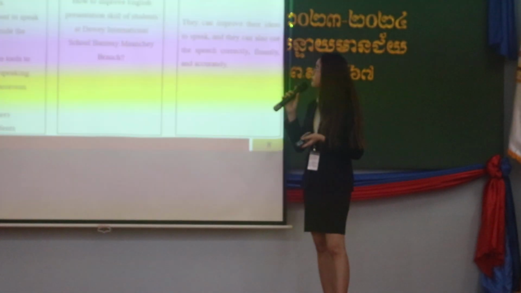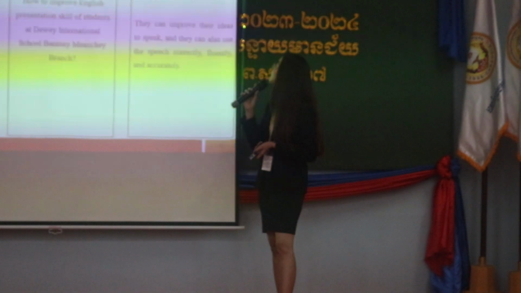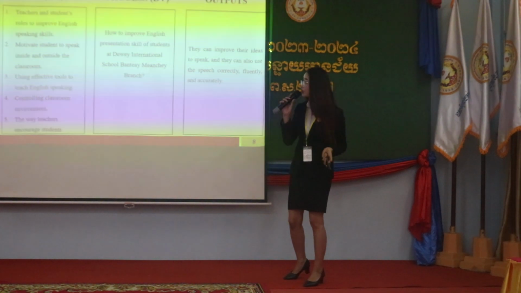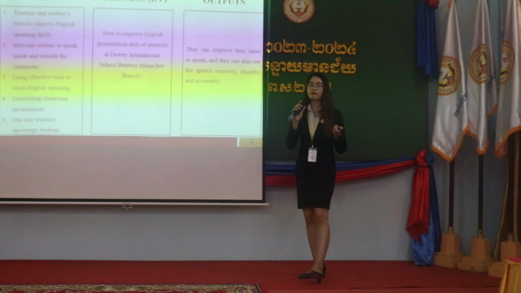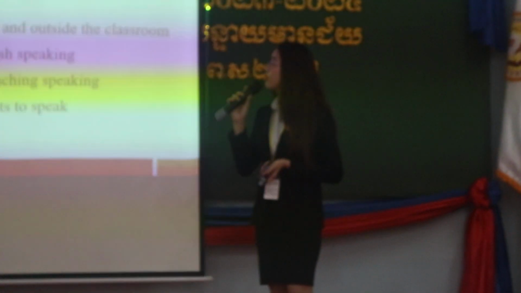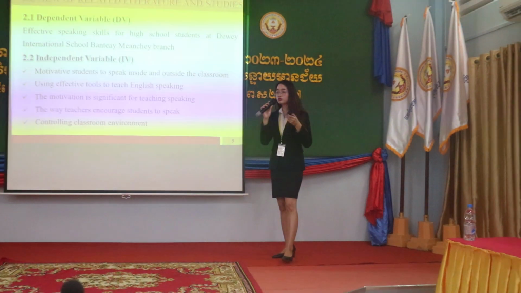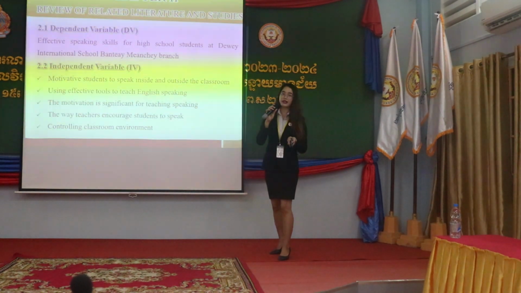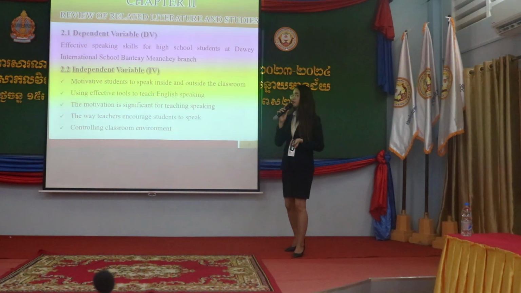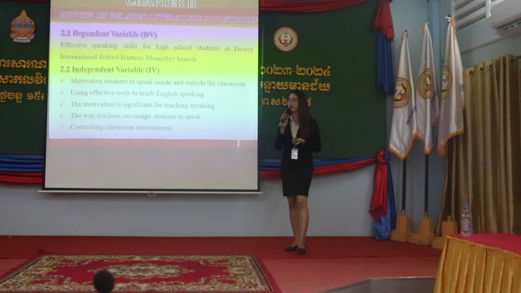Independent variable number one: teacher and student roles to improve their English, from number 1 to number 5, and then the process, dependent variable and the output. They can improve their ideas and use speech fluently. Let's go to Chapter 2, dependent variable, effective speaking skill for high school. 2.2, independent variable, to motivate students inside and outside the class, using effective tools to speak English. Motivation is significant for speaking English, and so is the way the teacher encourages students to speak.